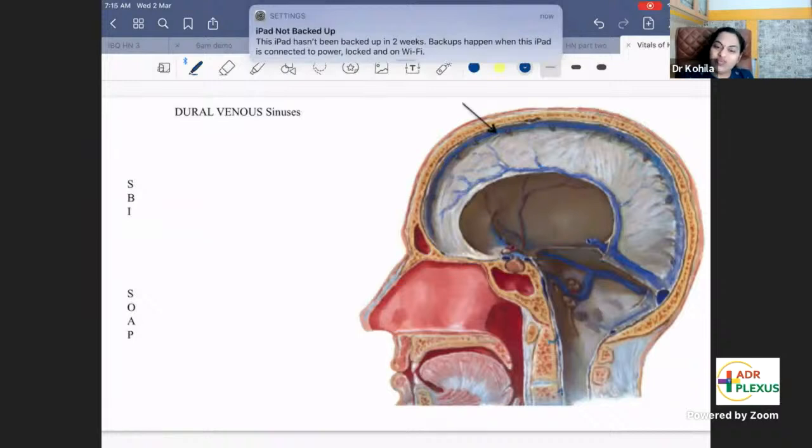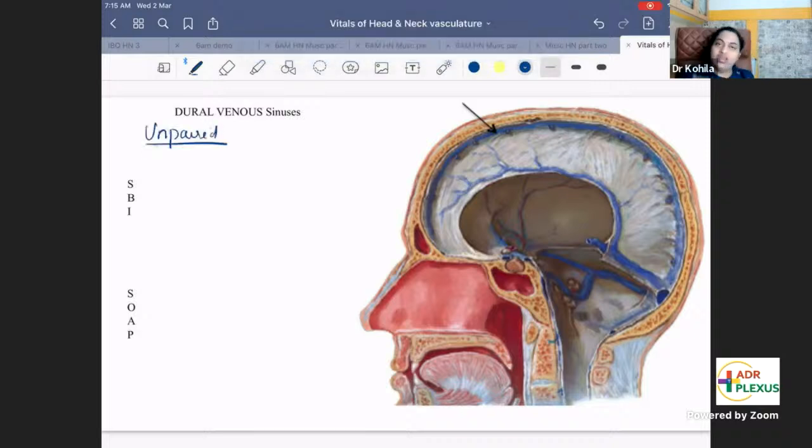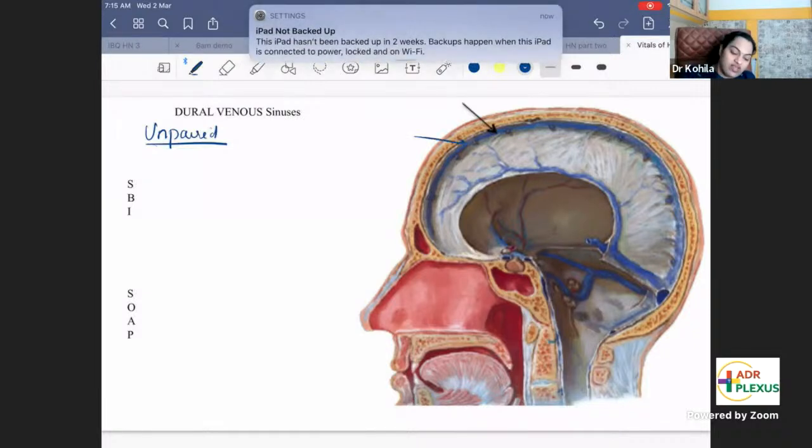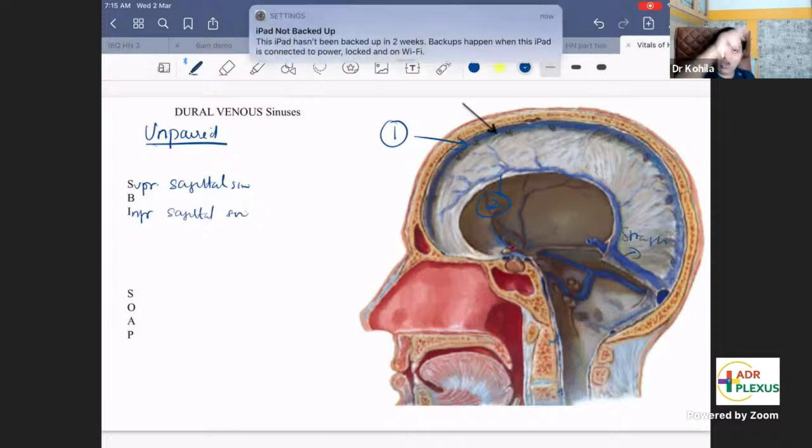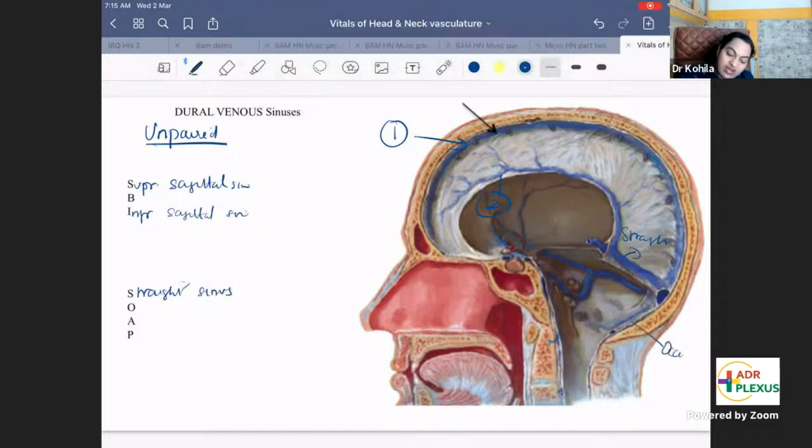The one that has been asked frequently is paired and unpaired dural venous sinuses. For the unpaired dural venous sinuses, we have a mnemonic. The midline ones: the superior sagittal sinus, the inferior sagittal sinus, and the straight sinus all lie in relation to your falx cerebri. And then this is your occipital sinus, which is also in the midline.